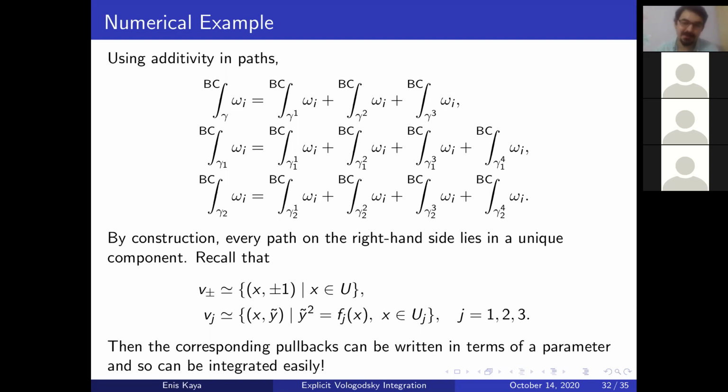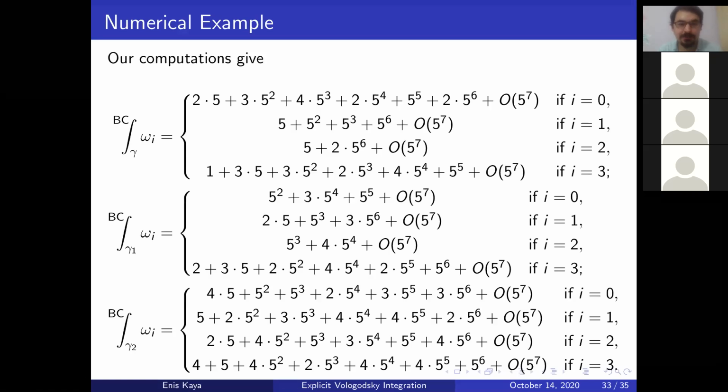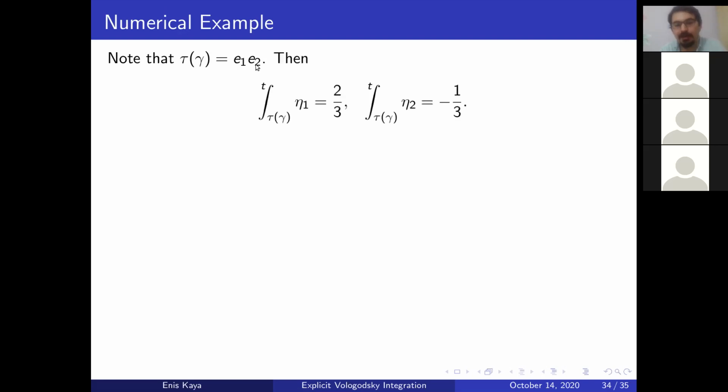So in all these cases, the integrations are easy. And finally, our computations give the following list. This is the Berkovich-Coleman integral, and these are the Berkovich-Coleman periods, and these are the outcomes. By construction, the image of gamma under tau is just E1, E2. And if you remember, eta 1 takes value 1 over 3 at E1 and E2. So this tropical integral will be just 2 over 3.